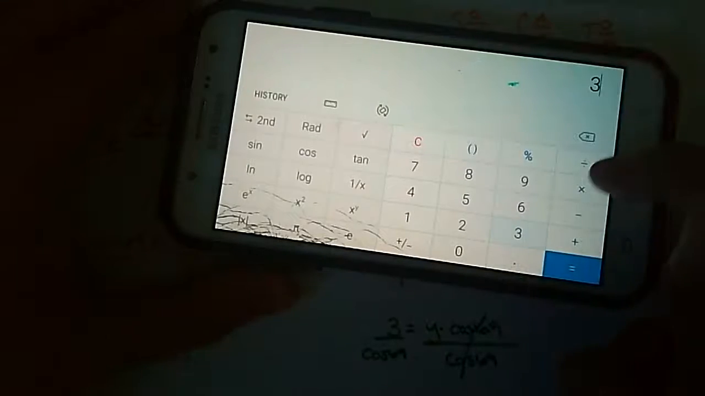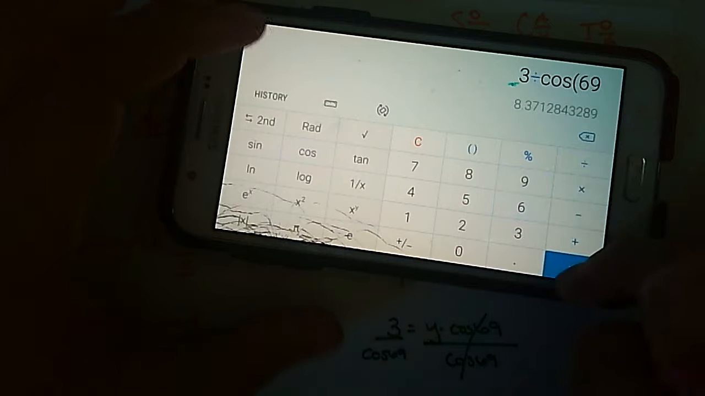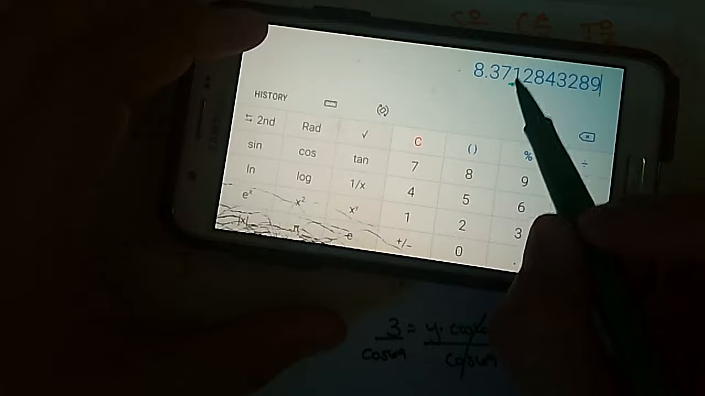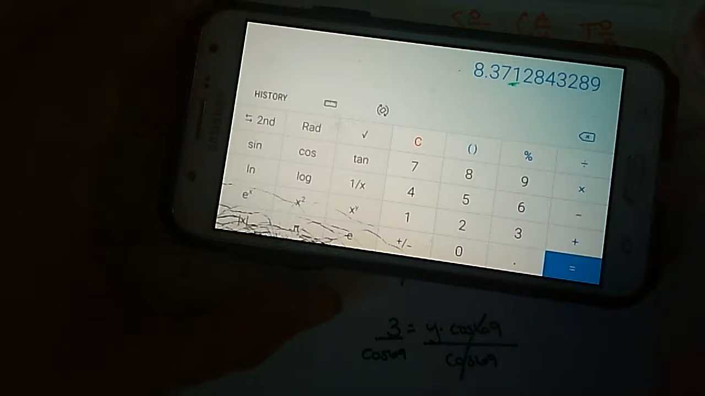So we have 3 divided by the cosine of 69. And again, I'm not going to round because that third number is not bigger than 5. So you'll get 8.37.